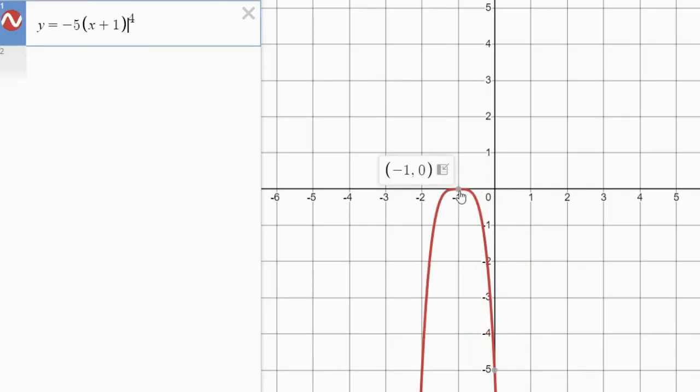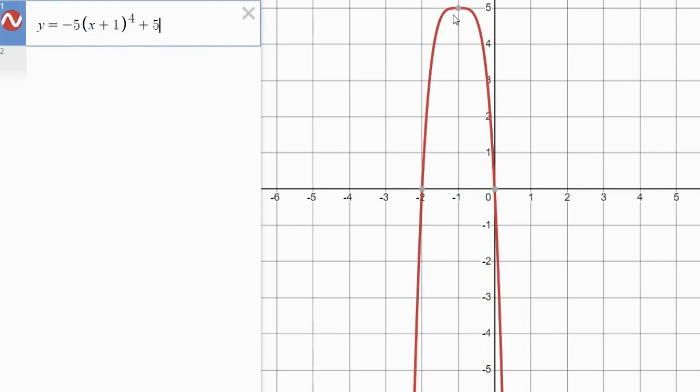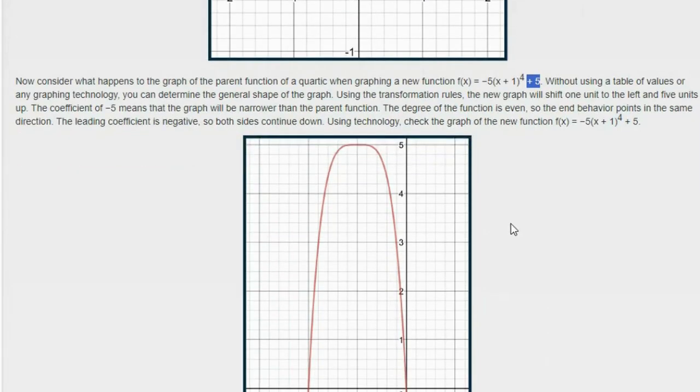So that moved it left 1 because that's a plus with that. And then plus 5 just to move it up. So we moved the vertex from 0, 0 to negative 1, 5 because we added the 1 inside the parentheses, added the 5 at the end. So we knew it was going to point downward because it was a negative coefficient with an even exponent.